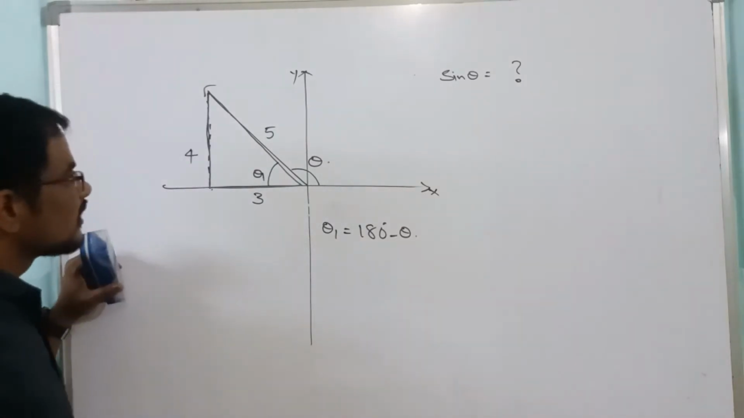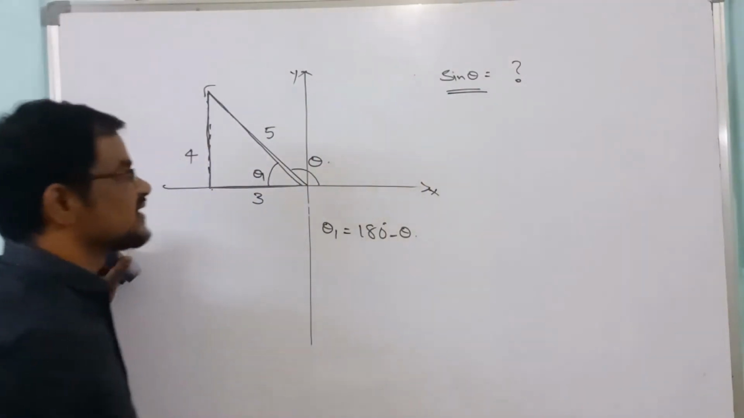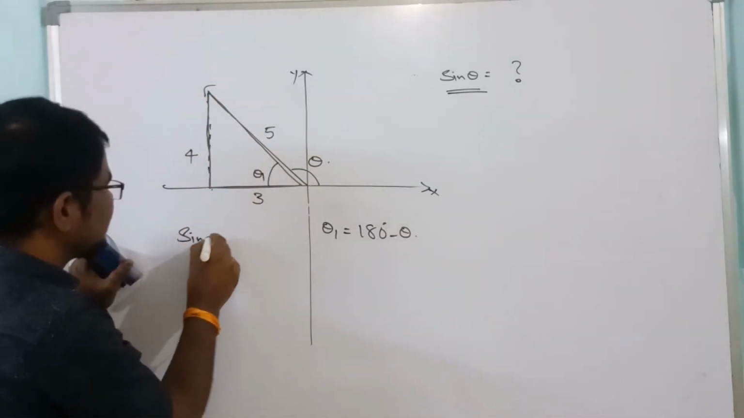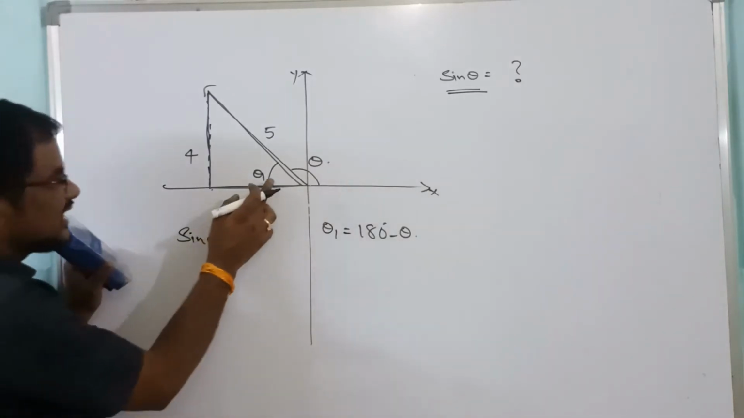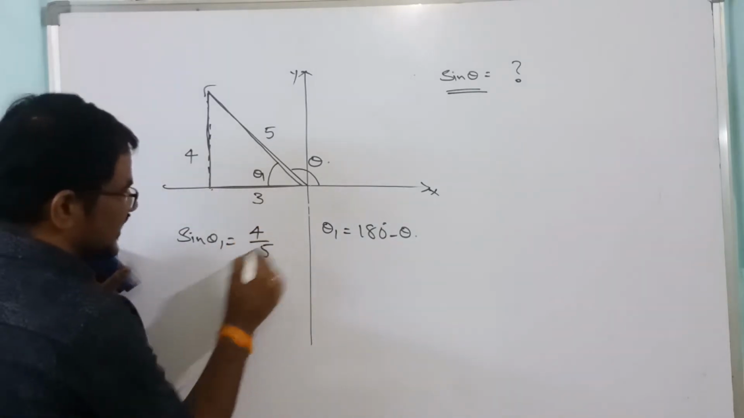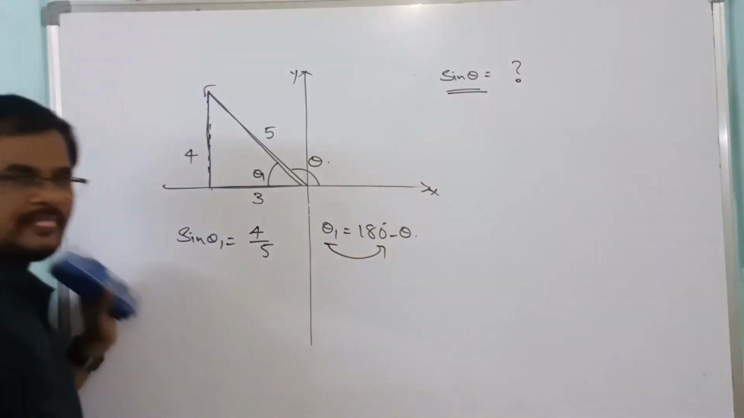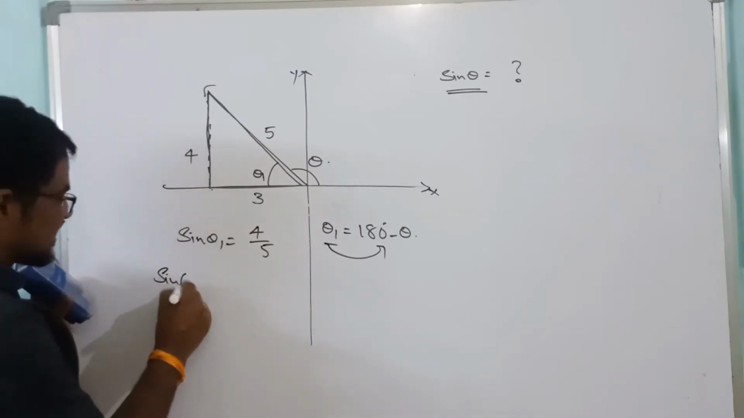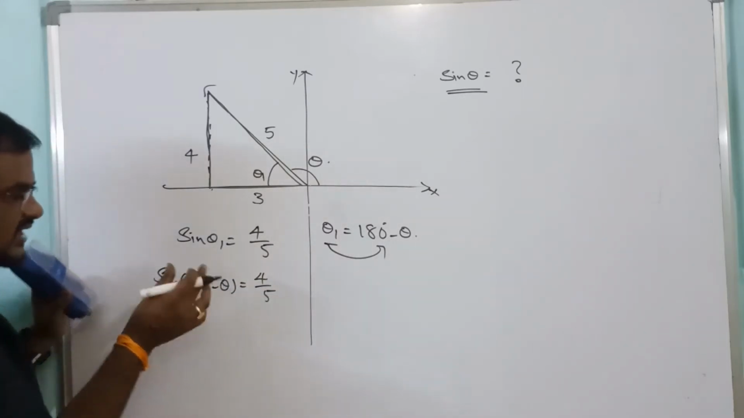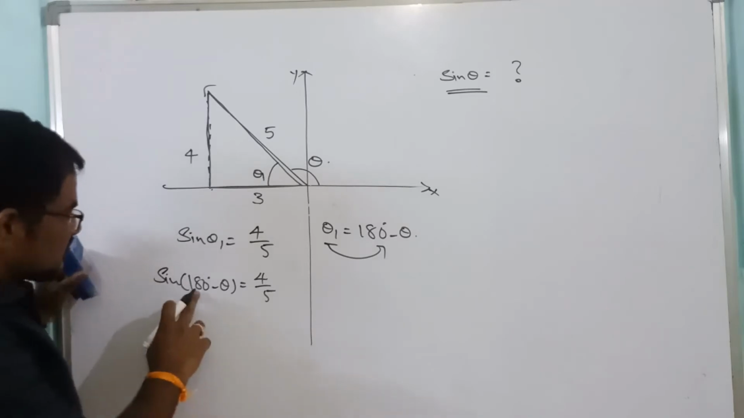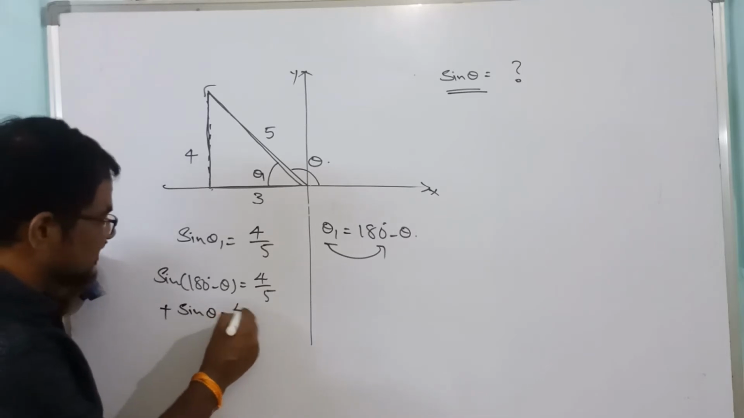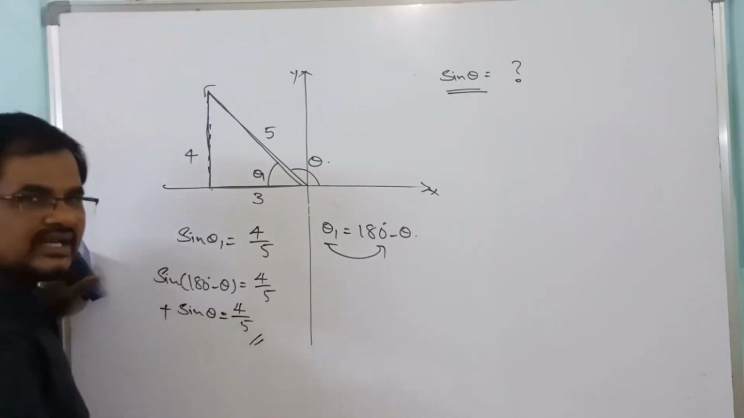Now, I want only sin theta suppose. So we know that in this triangle sin theta 1 equal to, we know already what is the ratio of sine? Opposite side by hypotenuse. Means 4 by 5. But theta 1 equal to 180 minus theta. So that's why sine of 180 minus theta equal to 4 by 5. Sine 180 minus theta from the allied angles: second quadrant sine positive, at 180 sine does not change. So sine theta equal to 4 by 5. Like this way.